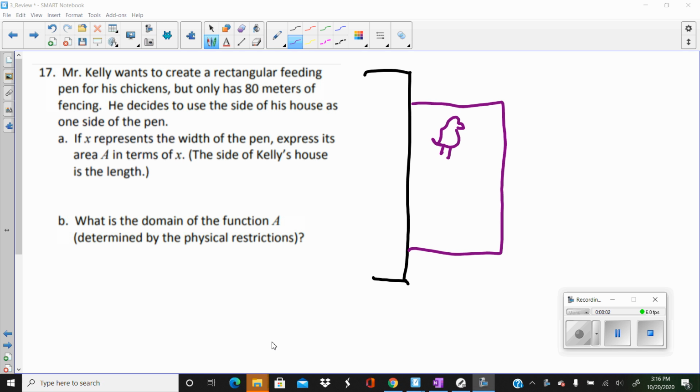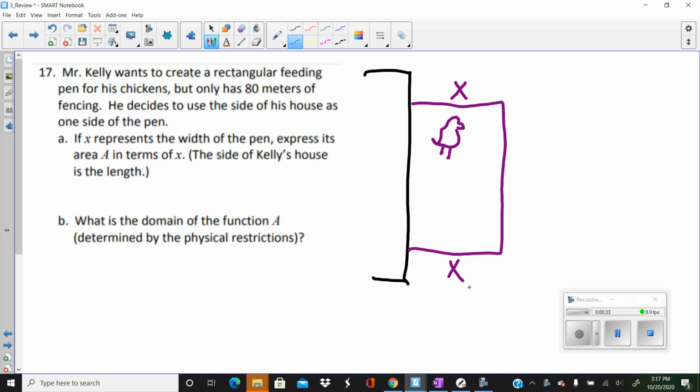So this is problem number 17 from Unit 3 review, and Mr. Kelly wants to create a rectangular feeding pen for his chickens. He only has 80 meters of fencing, and he decides to use one side of his house as one side of the pen. So if X represents the width of the pen, right here, all right, so we have X there, and therefore that's going to be X as well. Express its area in terms of X.